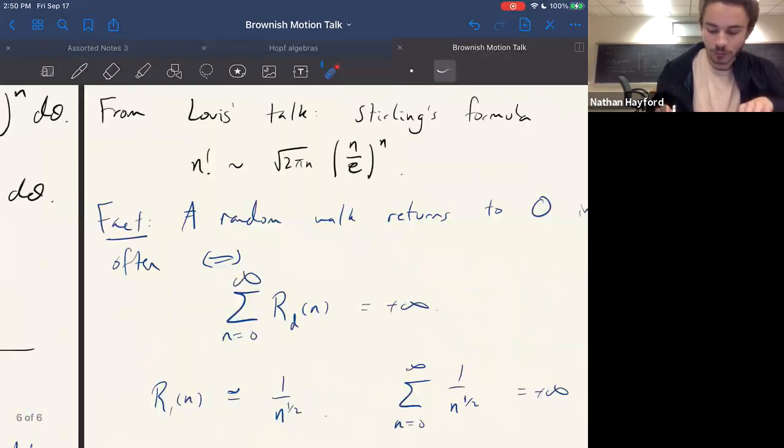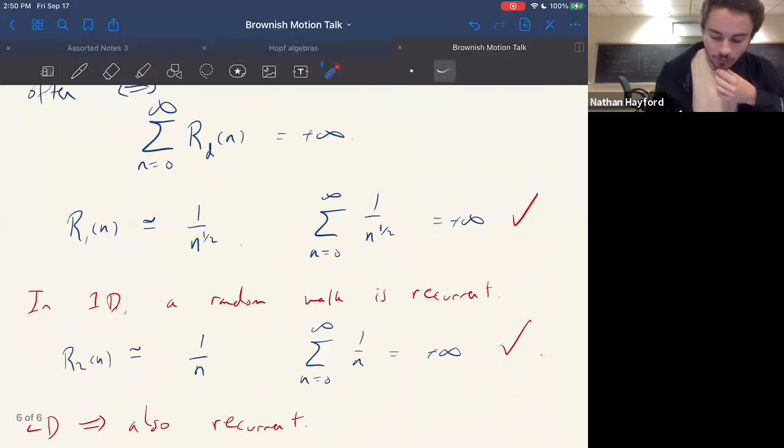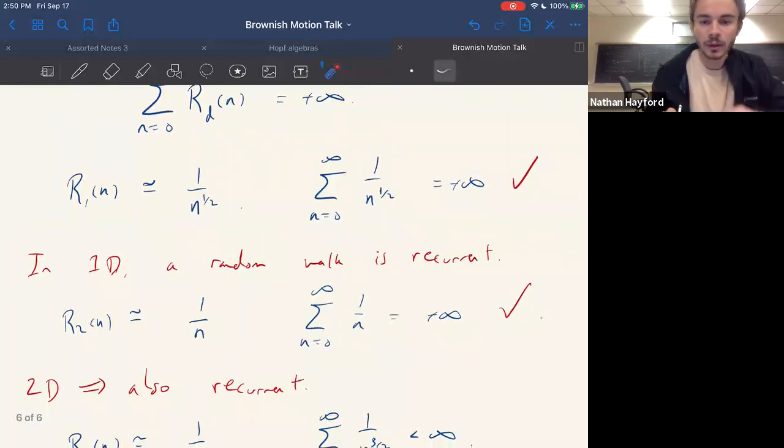And then you can use something like Stirling's formula or estimates to actually determine whether or not the Brownian motion returns to the origin. N goes from 1 to infinity.